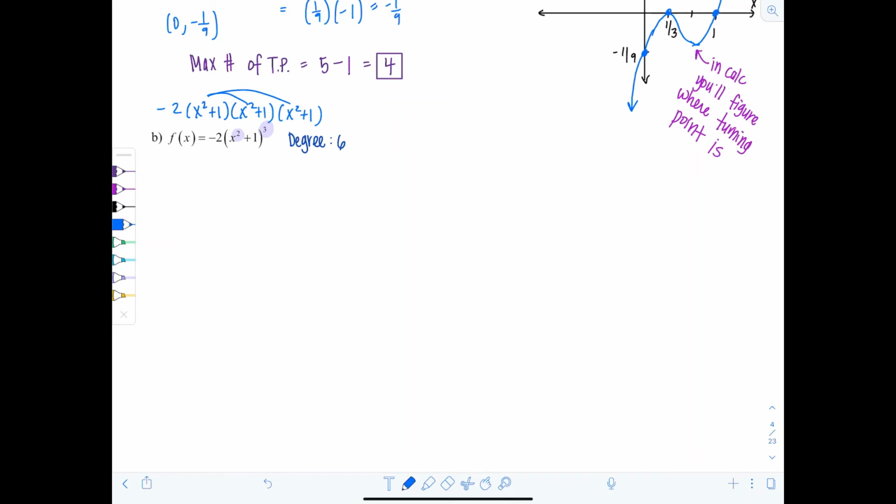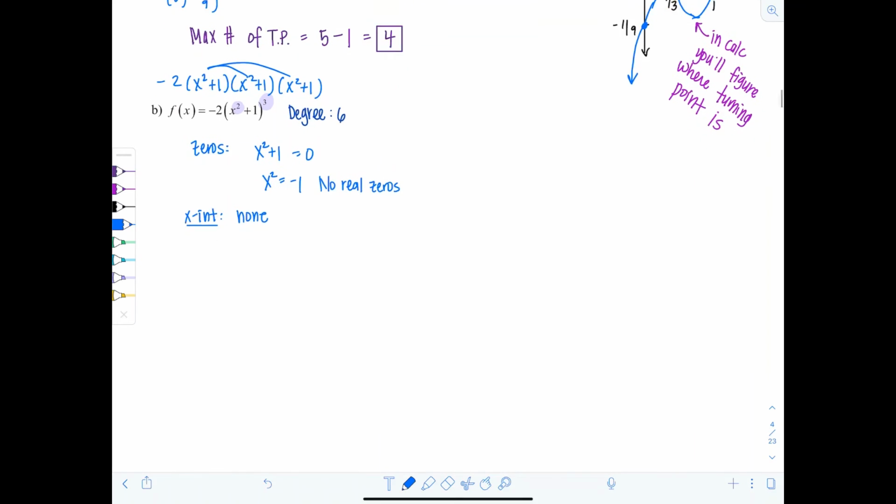Oh my goodness. Okay. What about the zeros? Well, I would set the factors equal to 0. All of them are x squared plus 1, which would mean x squared has to equal -1. Well, that's not possible, so there's no real zeros. What does that mean for us? That means there's no x-intercepts. It's not going to cross the x-axis.